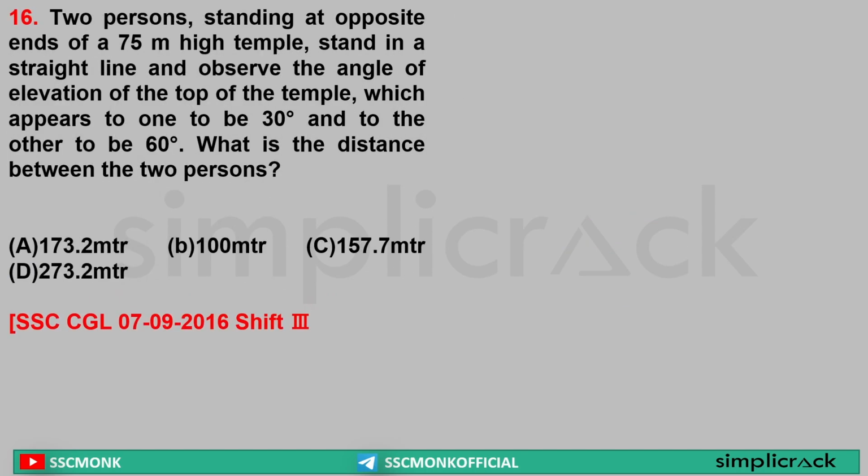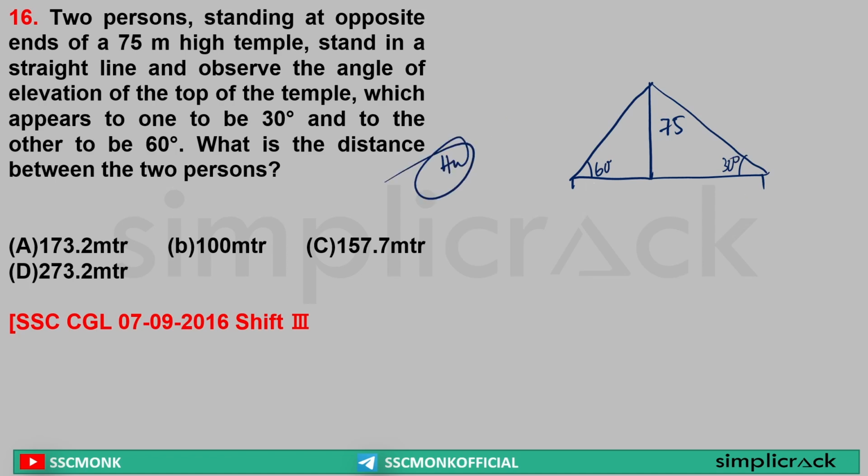Clear? Next. Two persons standing at opposite ends of a 75-meter high temple stand in a straight line and observe the angle of elevation of the top of the temple, which appears to be 30 degree and 60 degree. So what is happening? This is the temple, 75 meter. One person is here, another person is here. One is looking at the temple at 60 degree, another at 30 degree. Now you need to find the answer. Very easy. I have drawn it. This is a homework for you.